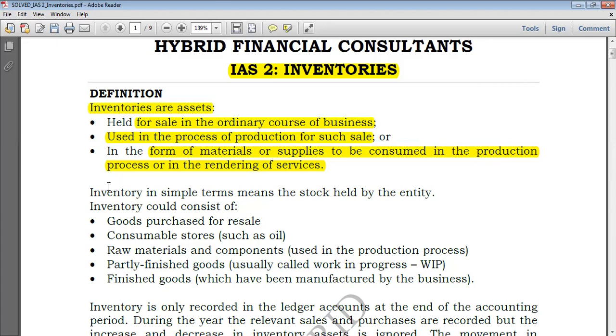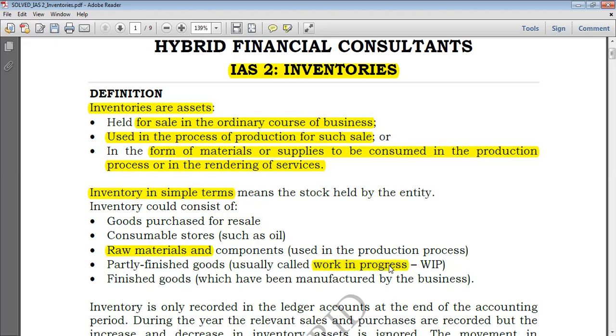Now, in simple terms, inventory just means stock held by the entity. Inventory can come in different forms. You could have raw materials, right? Raw materials comprise inventory that has not been started in production. But also, when producing a product, at the end of the period, maybe you have completed 60%, 70%, or 80%, let's say, and that product would be a partly finished product, which we usually call work in progress. So work in progress is another form of inventory, right?